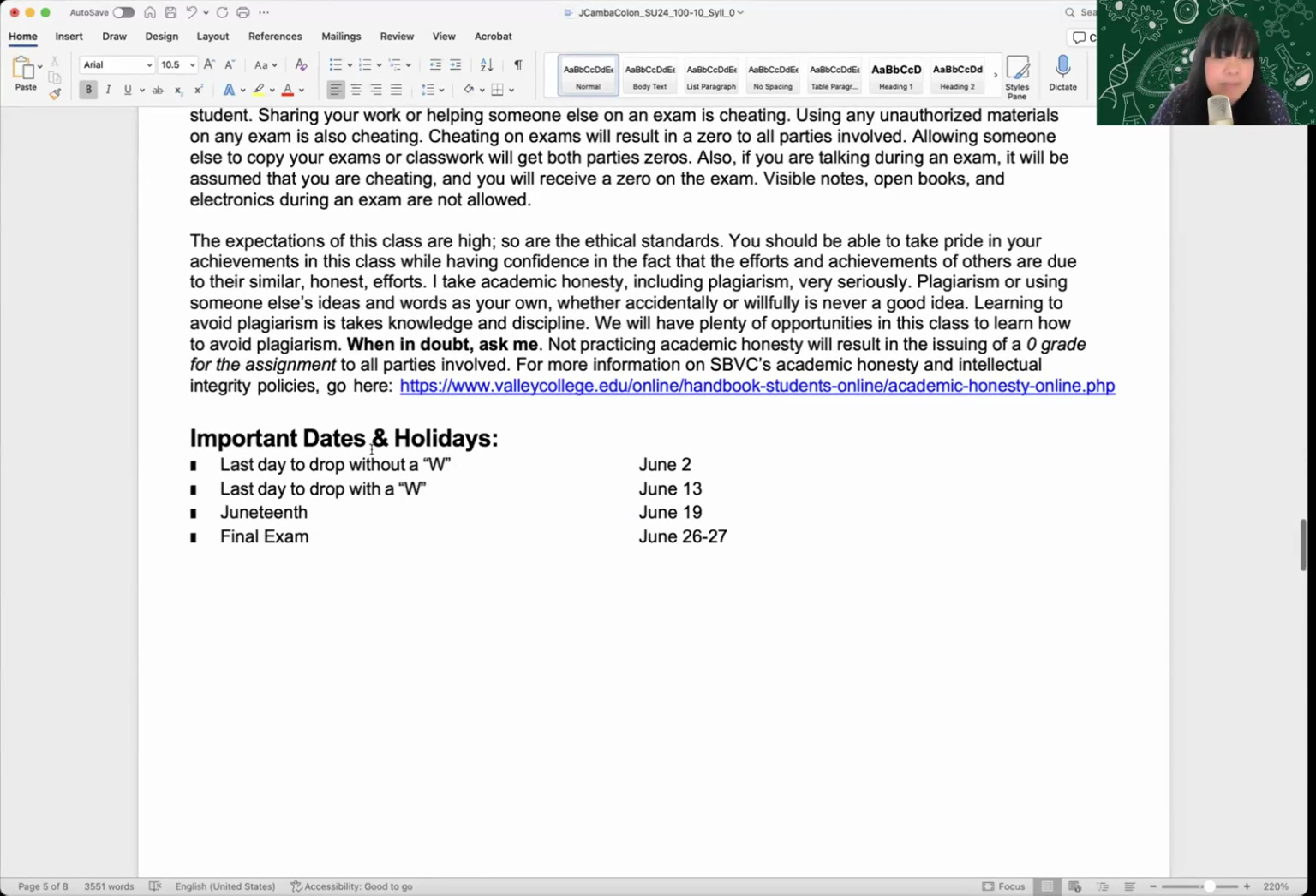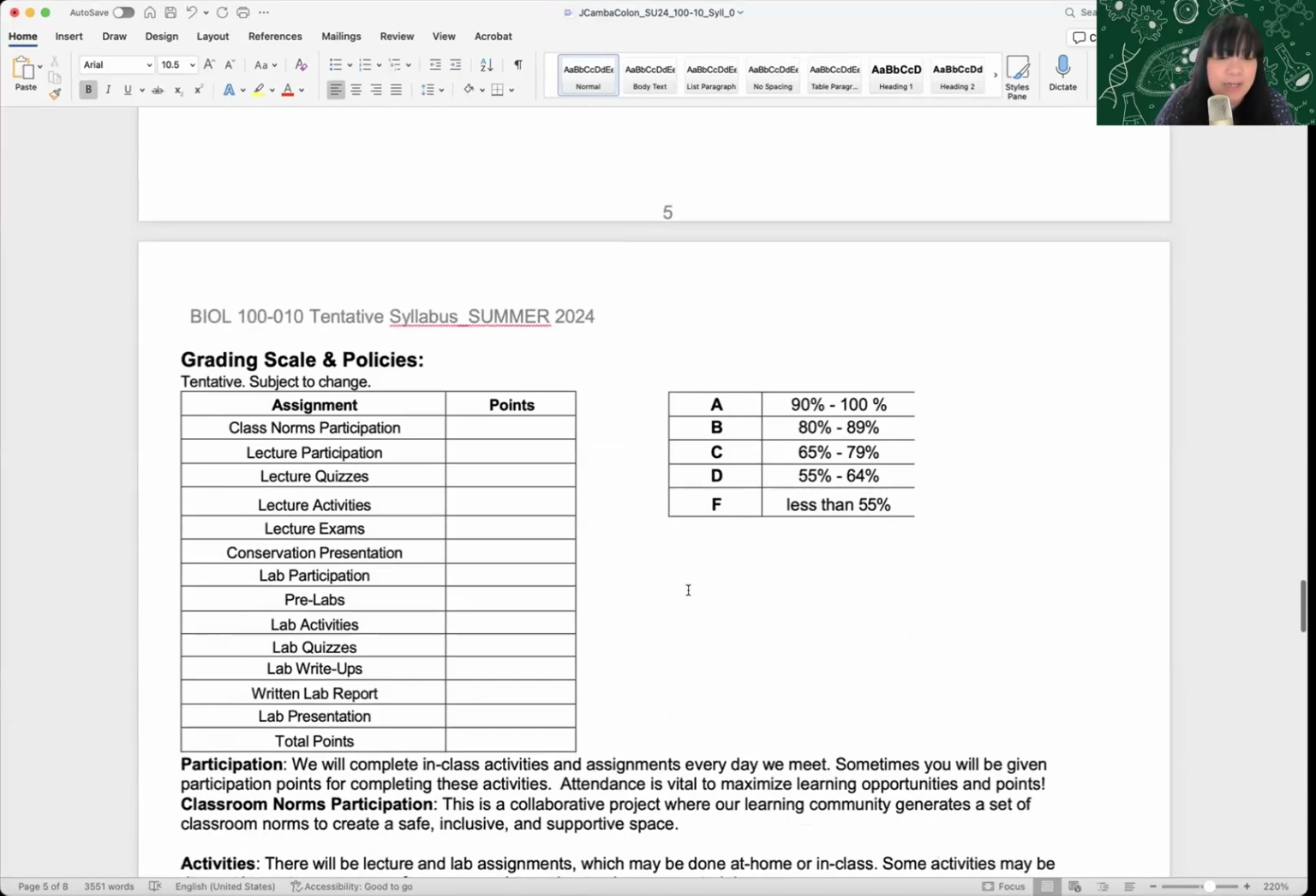Okay, these are important dates. The last date to drop without a W is June 2. Last day to drop with a W is June 13th. There's a holiday, June 19th. That's Juneteenth. And then final exam will be during the week of the 26th. So let me just quickly look at my calendar. Okay. So that's correct. June 19th is a holiday.